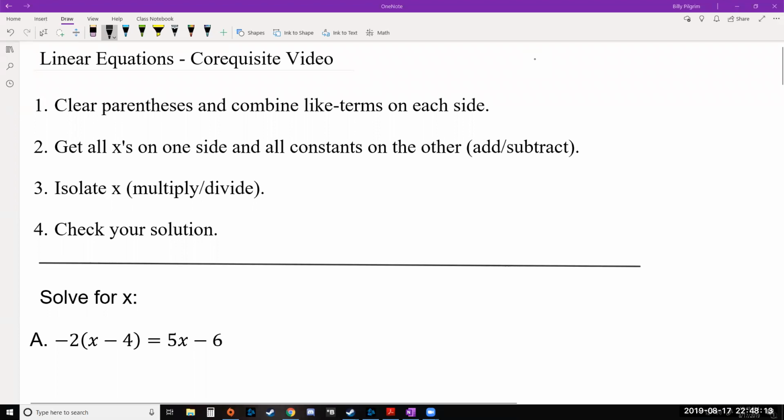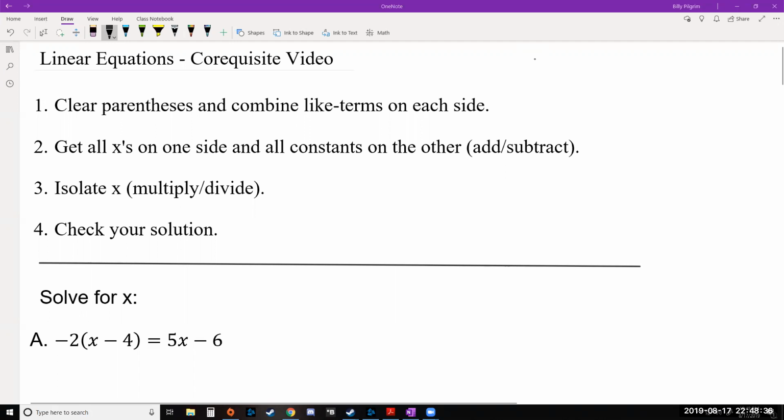Clearing parentheses means you're going to use the distributive property to break apart the parentheses and isolate the terms on the inside. Combine like terms means we're going to add our variables together and add our numbers together. Now, you don't always do anything for step 1. Sometimes some problems don't have parentheses or any like terms, so you move on to step 2. But the point of step 1 is to simplify each side of the equation before you actually start doing the algebra.